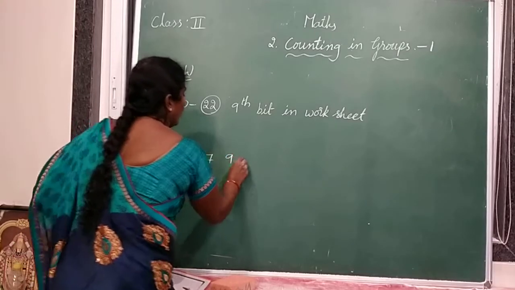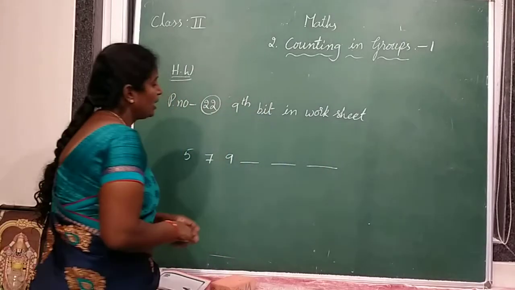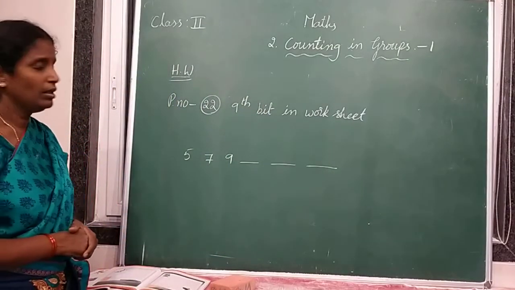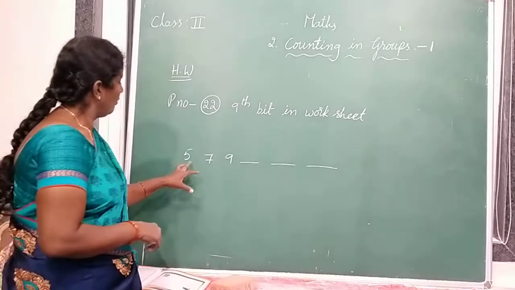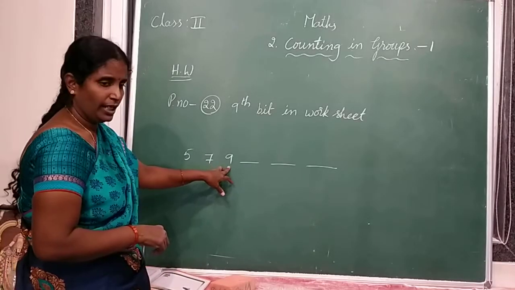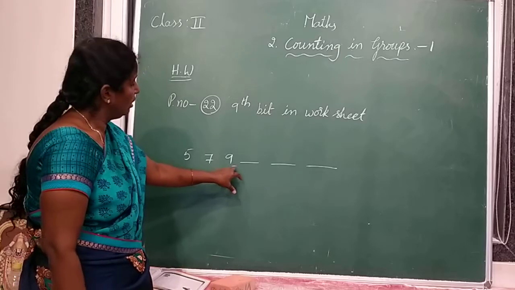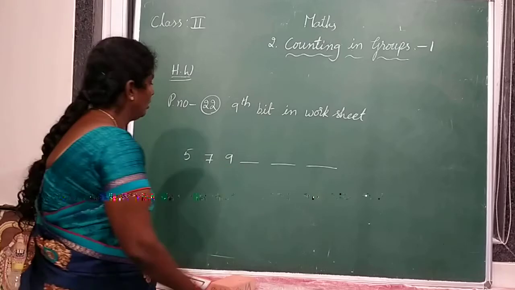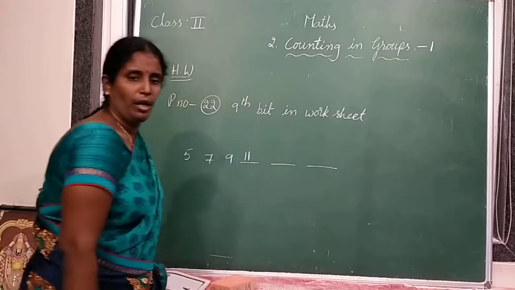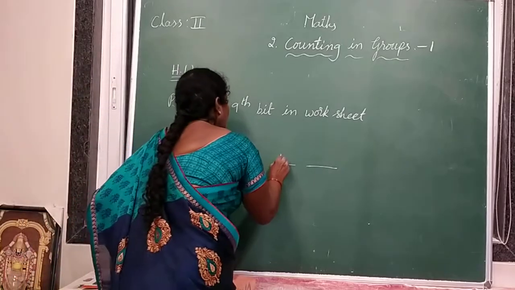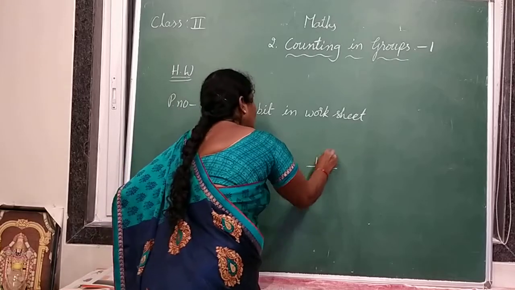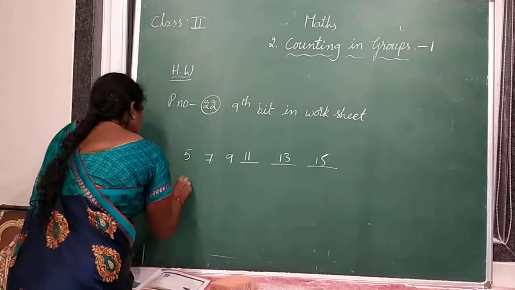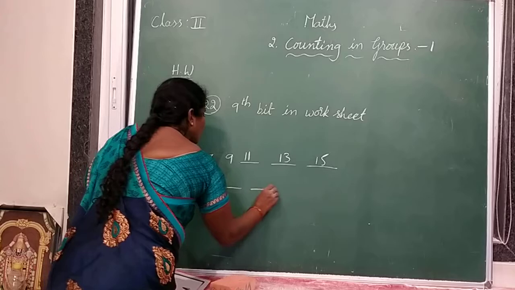Now, what is counting in twos? 5, 7, 9. After that, what are the next 3 numbers in counting in twos? 5, 7, 9. You have to answer. What is the next number? It is 11. After that, 13. After that, 15.